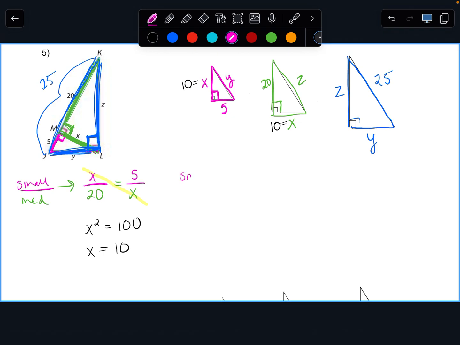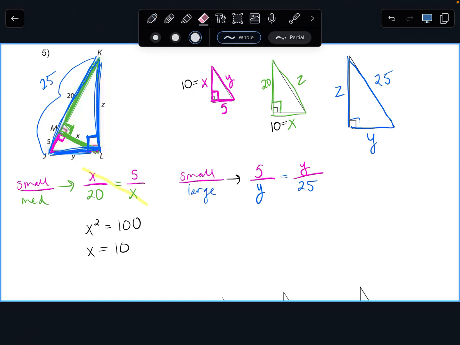So I'm going to do the small over the large. And there's other ways to do this too. You could technically solve for Z next if you wanted. But as long as you're trying to set up values, what I'm going to do is the short leg of the small one with the short leg of the bigger one, with the hypotenuse of the small one, with the hypotenuse of the bigger one.